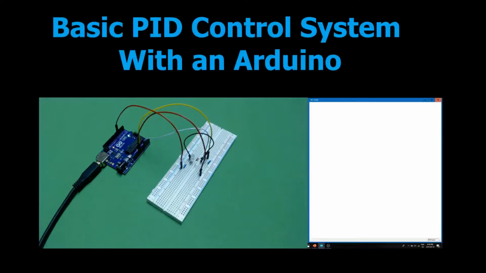In today's video, we are going to make a simple PID control system with an Arduino and a Photocell. And when we run it, it's going to look like this. And we're going to show how to graph the response on the right, and there's our system on the left. Let's get into it.